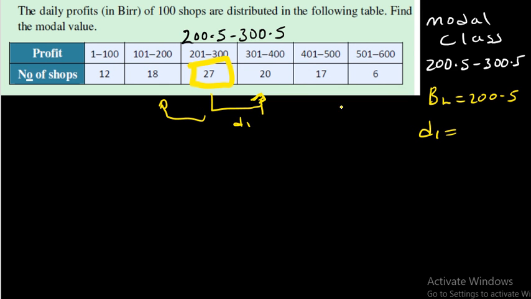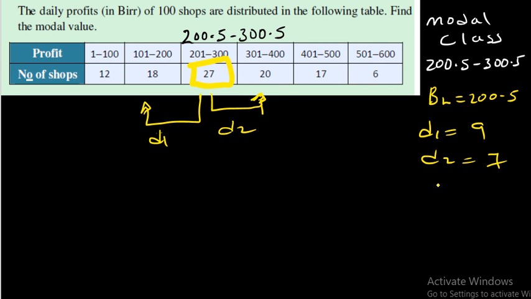So that D1 will be 27 minus 20. The D1 is the before one, we have to take care of it. The modal class and the before one: so 27, this is D1, and this is going to be D2. The difference will be 9. And D2, the difference will be 7. And the class interval here is 100.